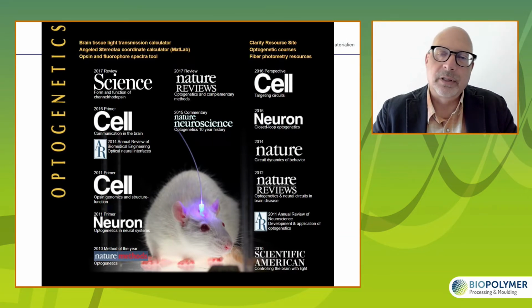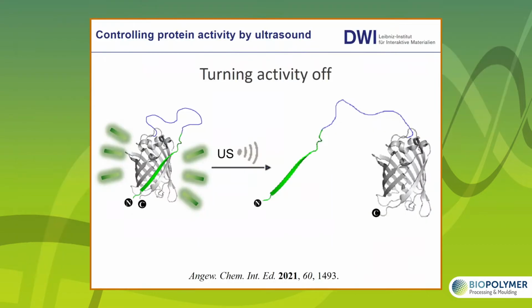Light can not penetrate deep into tissue, and that means for all these optogenetic experiments, one really needs surgical interventions, as you can see from the fiber that goes through the skull into the brain of these animals. We are proposing a different strategy.